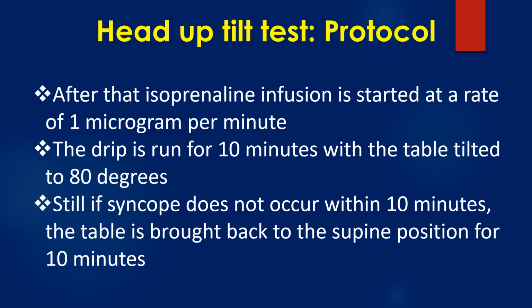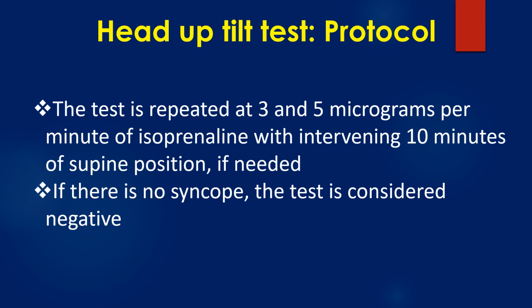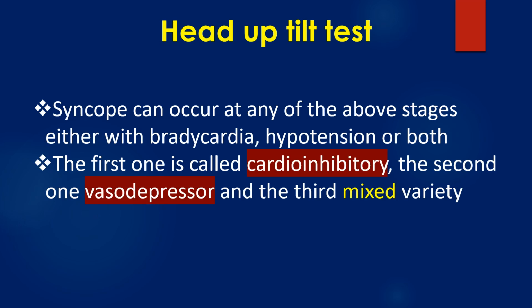Still, if syncope does not occur within 10 minutes, the table is brought back to the supine position for 10 minutes. The test is repeated at 3 and 5 micrograms per minute of isoprenaline with intervening 10 minutes of supine position if needed. If there is no syncope, the test is considered negative. Syncope can occur at any of the above stages, either with bradycardia, hypotension or both. The first one is called cardioinhibitory, the second one vasodepressor, and the third mixed variety.